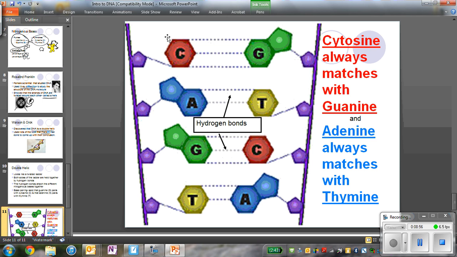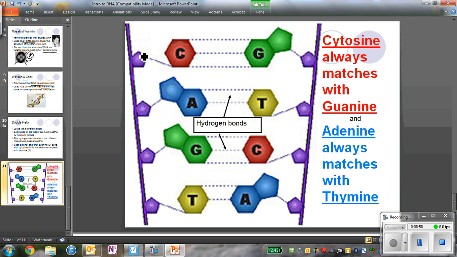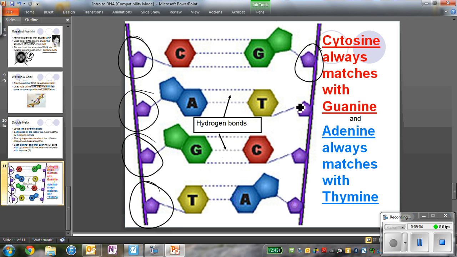Here's my DNA ladder on the left and the right-hand side. Here's my sugar and phosphate, sugar, phosphate, sugar, phosphate, sugar, phosphate. Same thing over here. And down the middle, we've got G connected to C and A connected to T. These are all hydrogen bonds, and that is what makes up the structure of DNA. So that is it for the structure of DNA.